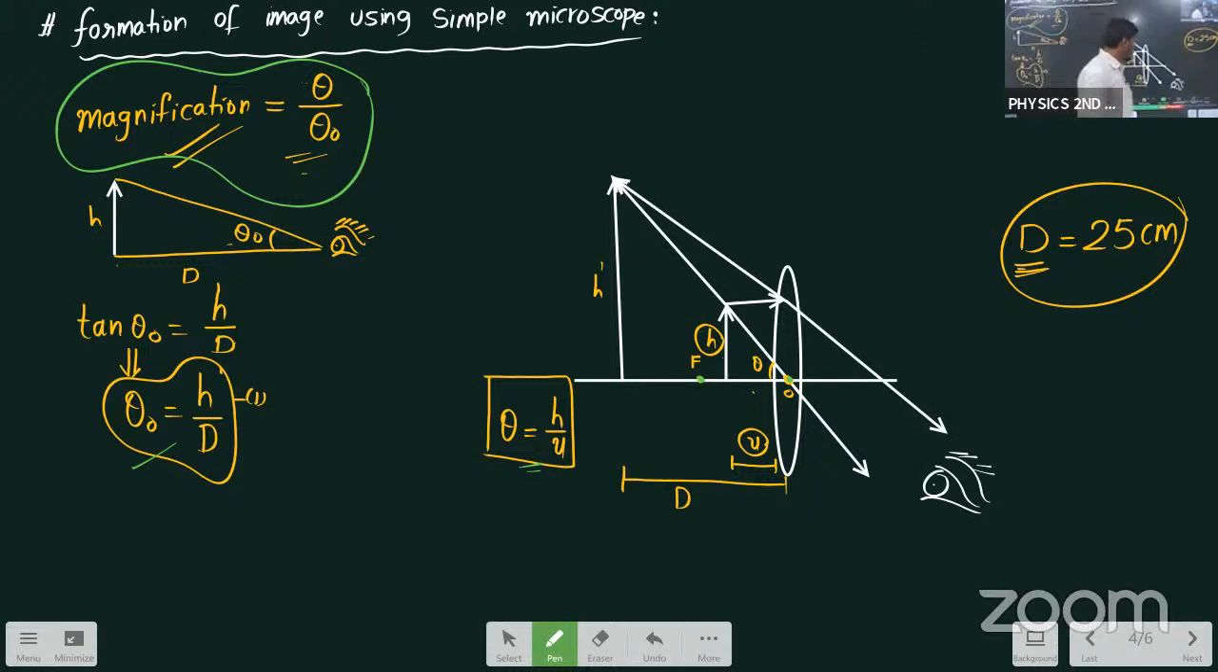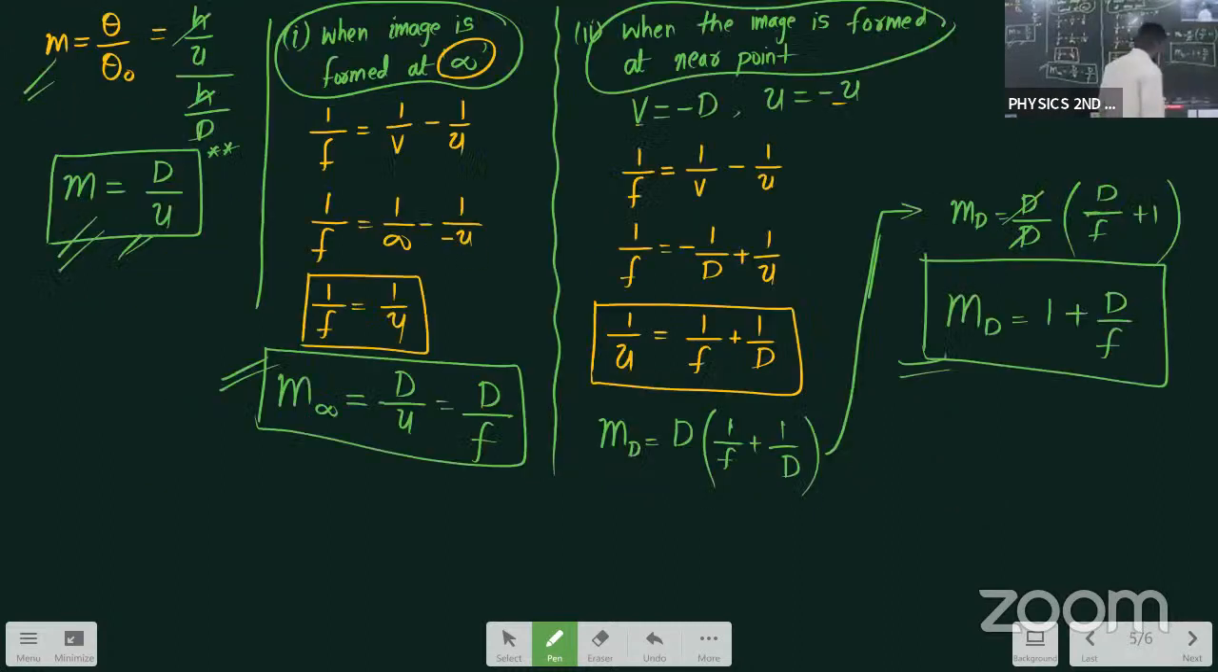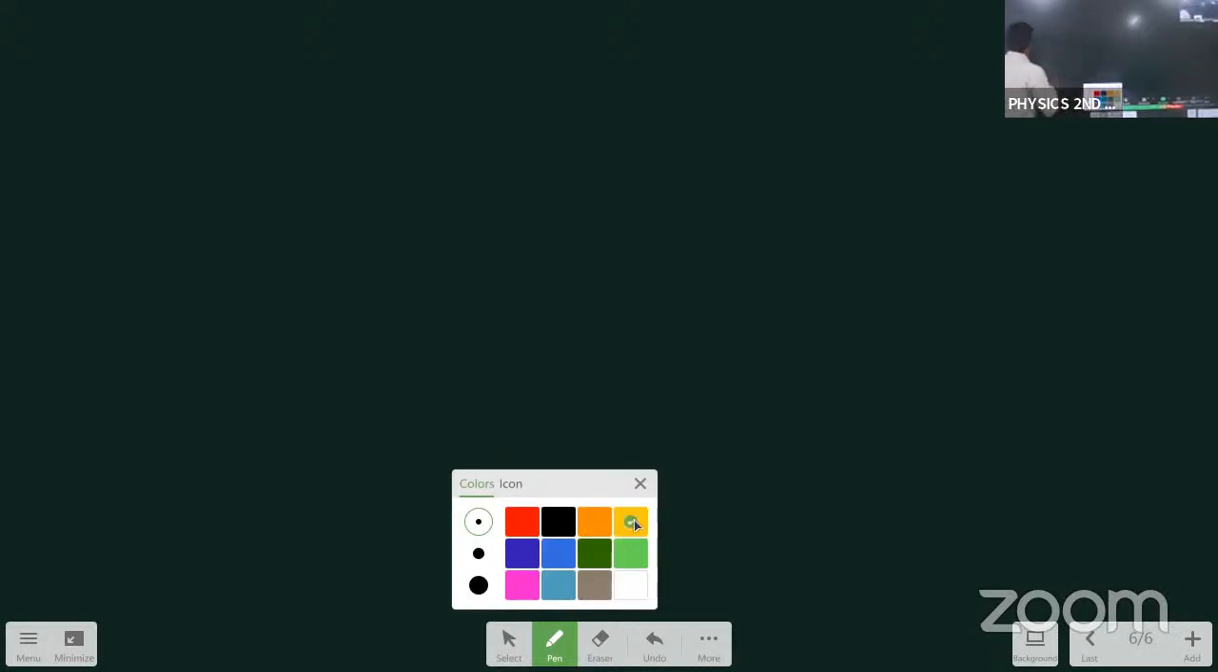Okay. So let me see the time. If time is left, we'll start the new chapter, new topic, that is wave optics. Yeah, we are left with time. So let us start the new chapter. Next important chapter for your annual examination, that is wave optics.